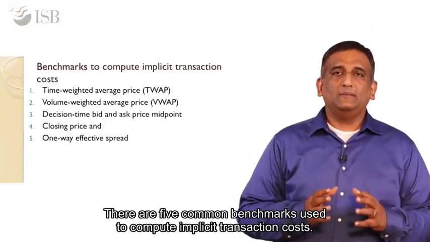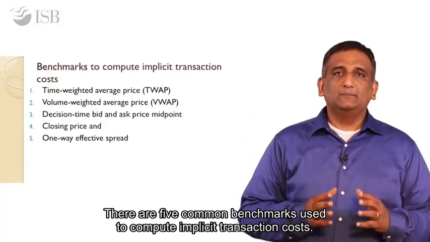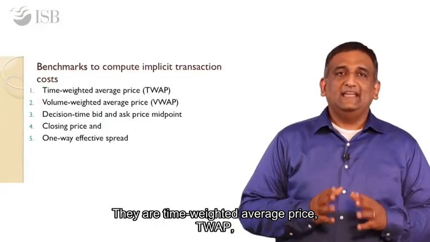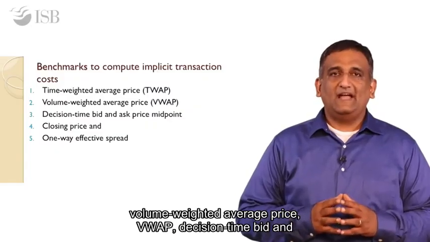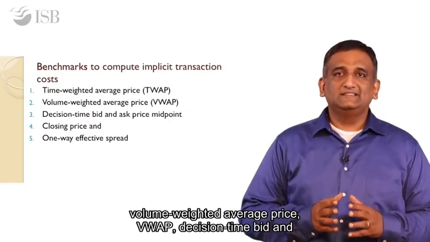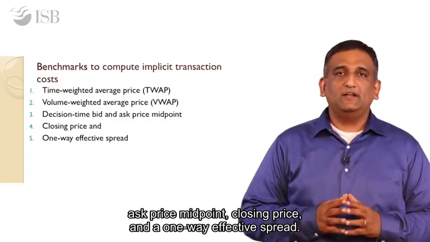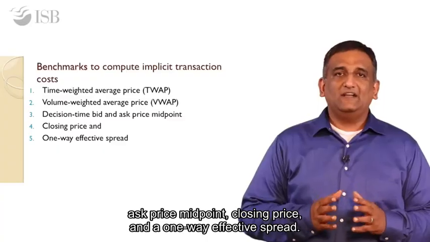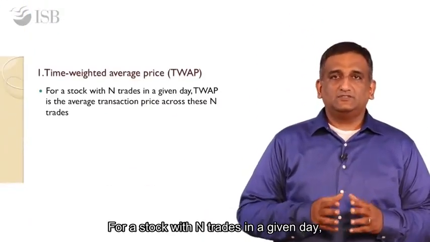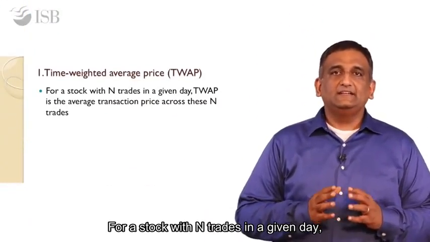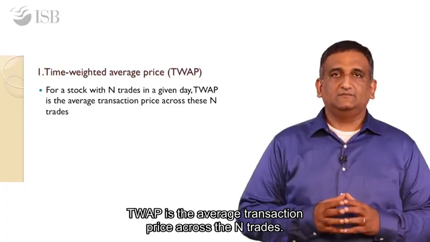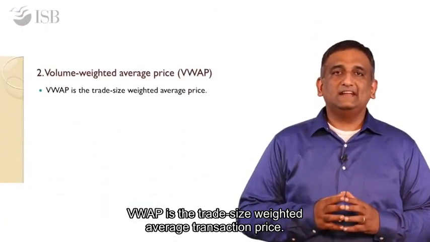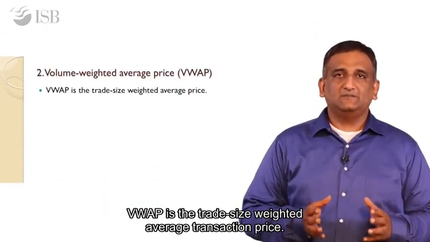There are 5 common benchmarks used to compute implicit transaction costs. They are time-weighted average price, TWAP, volume-weighted average price, VWAP, decision time bid and ask price midpoint, closing price, and one-way effective spread. For a stock with n trades in a given day, TWAP is the average transaction price across these n trades. VWAP is the trade size weighted average transaction price.